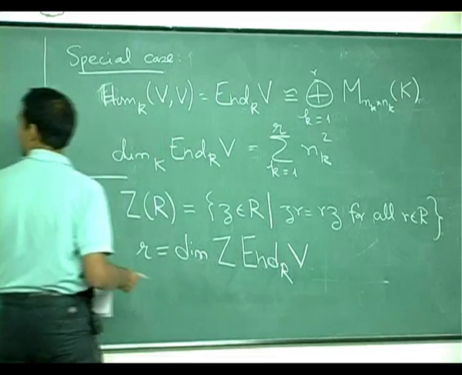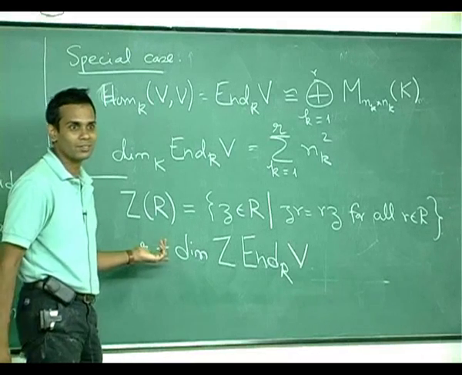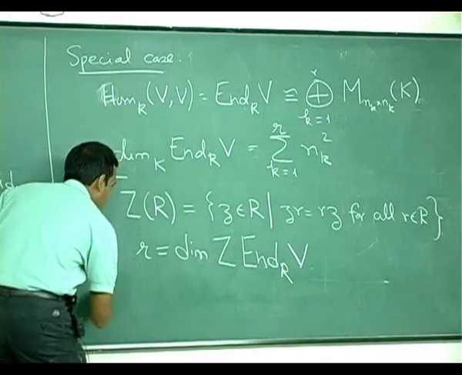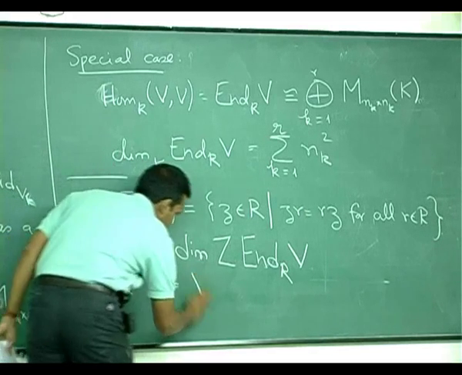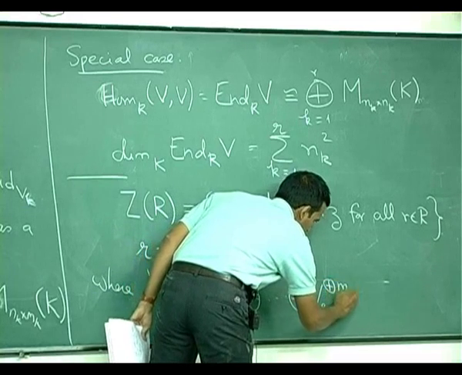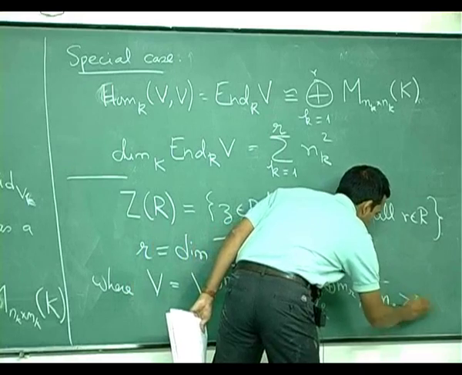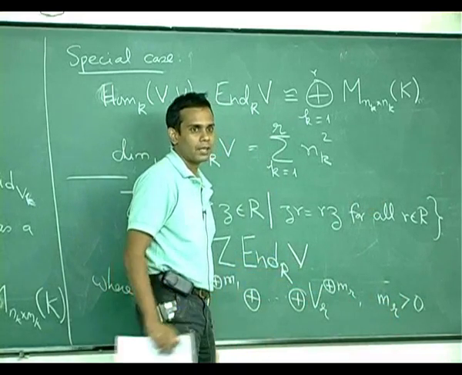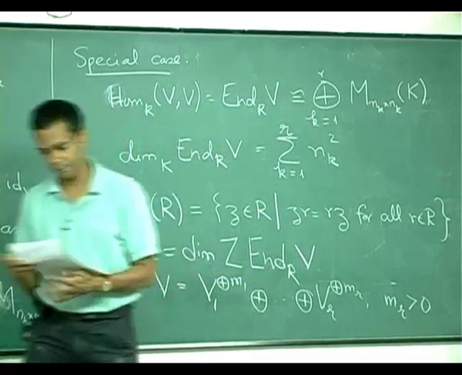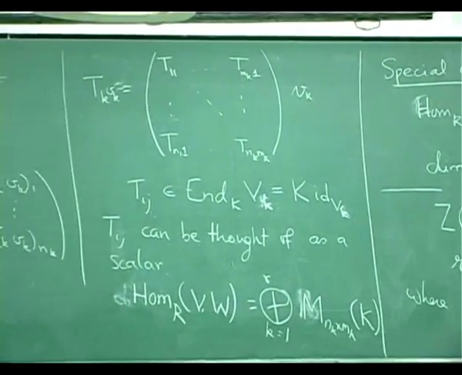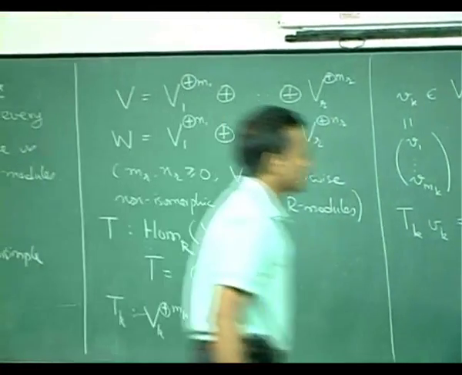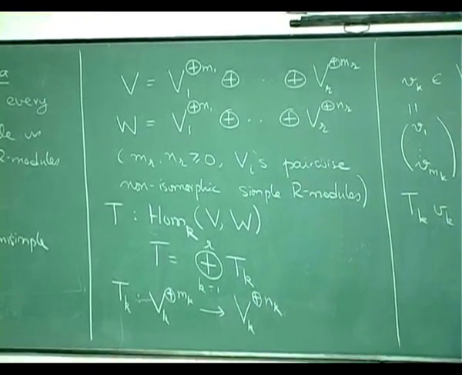Here we should be careful because I said that the m_i can be greater than or equal to zero. But if any of the m_i is zero, it will not contribute a matrix ring to this. So where V is equal to the sum with the m_i strictly greater than zero, and these being pairwise non-isomorphic simple R modules. Okay. The m_i should be greater than zero, for all i. Thank you.